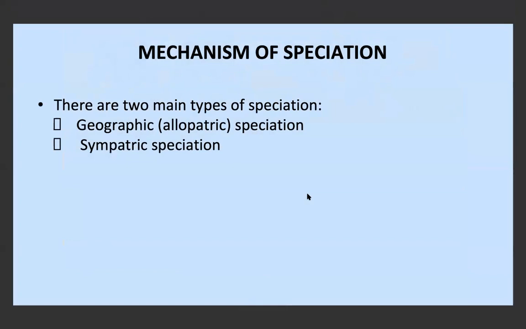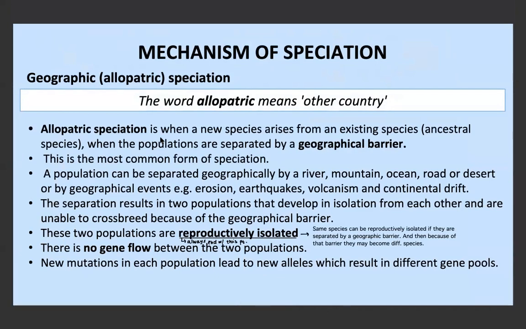If we then move on to look at speciation, there are two main types of speciation: allopatric speciation, also called geographic speciation, or sympatric speciation. The word allopatric means other country. So allopatric speciation is speciation where there is some sort of geographic isolation, where the two populations are separated from each other because of some sort of geographic boundary, which could be something like a mountain or a river or an ocean. They are not only reproductively isolated, but also geographically isolated. They can't even come into contact with each other.